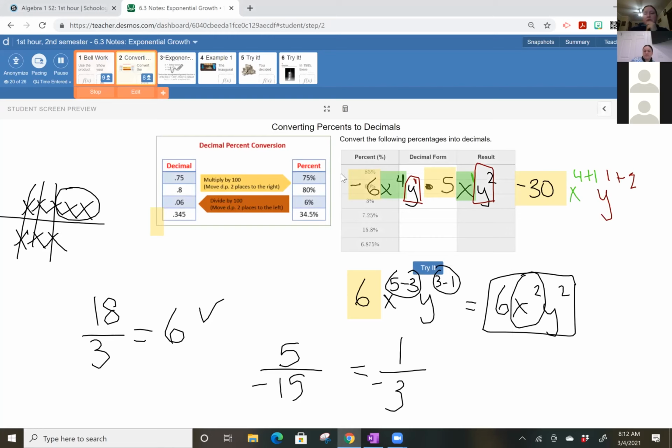All right, slide 2. I'm going to set the timer for another 2 minutes. This is definitely a middle school review. If you don't remember from middle school, there's a little conversion chart. We have a percentage. We need to make it a decimal.